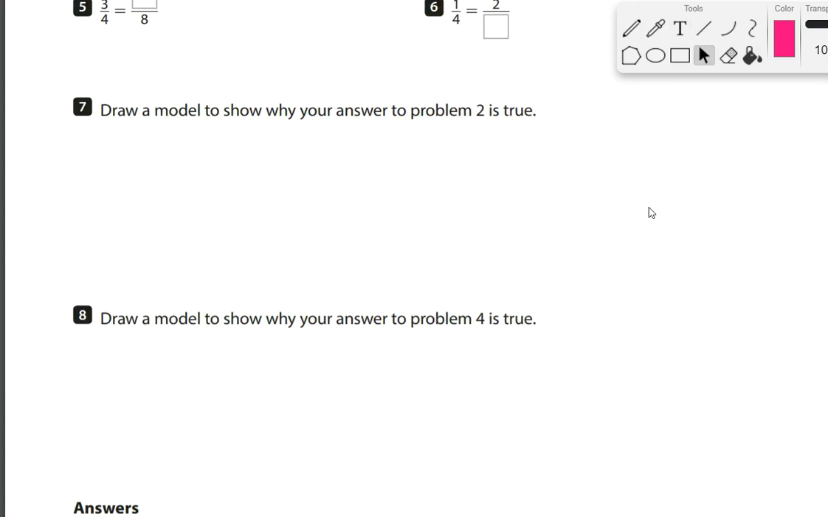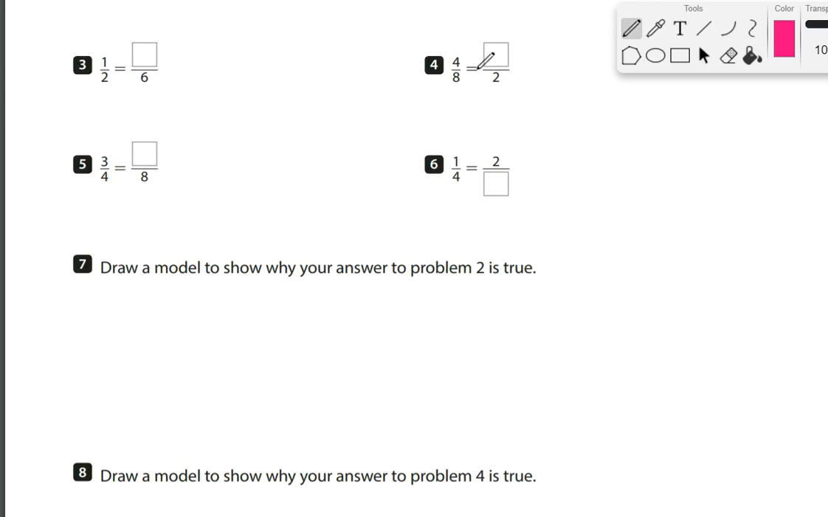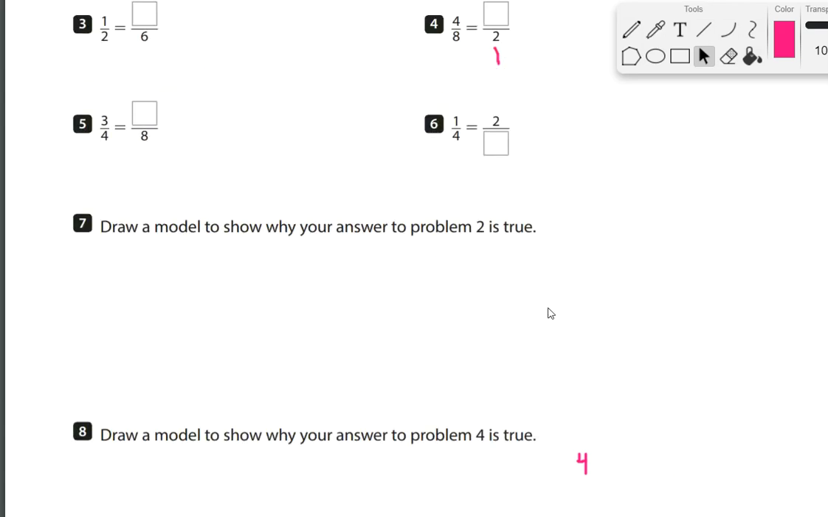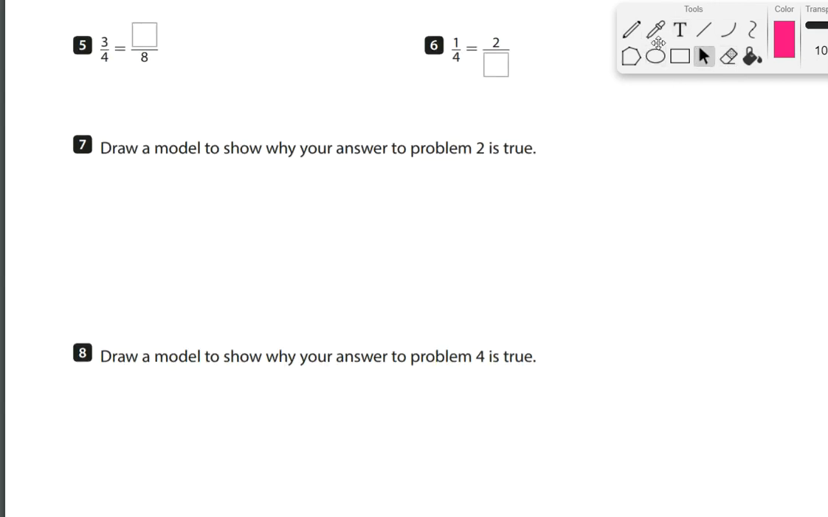All right. Draw a model to show why your answer to problem 4 is true. Let's look at problem 4. That was 4/8 is equal to 1/2. I'm going to write that over here because unfortunately for me, as I scroll, let me show you guys what happens. My 1 is going to travel with me. So that's not quite so awesome. So I will write that where we have a little bit more room and we can actually see everything. 4/8 equals 1/2.